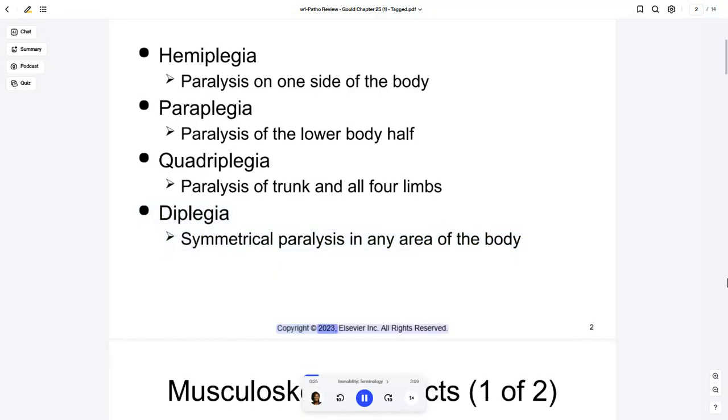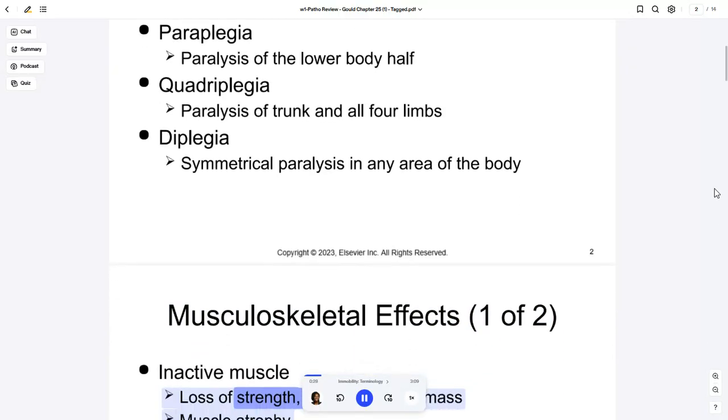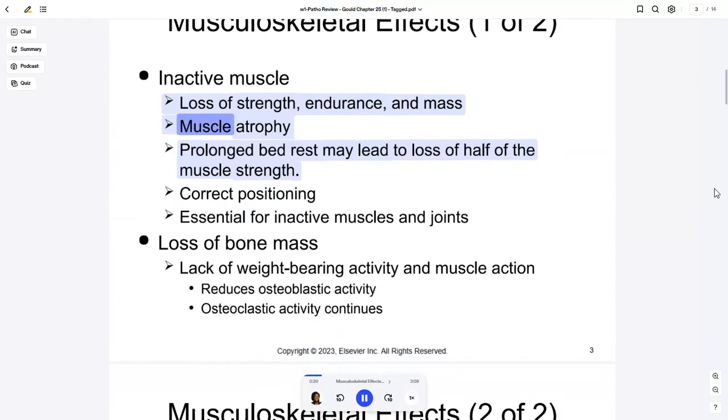Copyright 2023, Elsevier Inc. All rights reserved. 2. Musculoskeletal effects, 1 of 2. Inactive muscle: loss of strength, endurance, and mass, called muscle atrophy. Prolonged bed rest may lead to loss of half of the muscle strength.